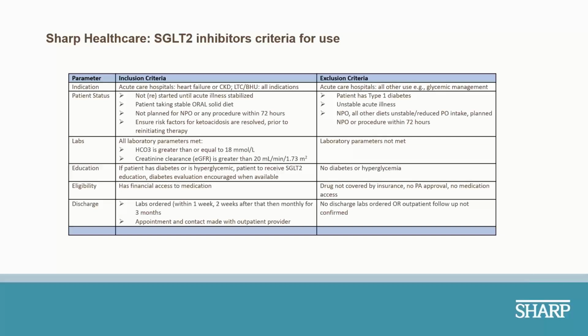We want to also make sure that they have got a consult for the diabetes educator. And lastly, we want to make sure that their outpatient eligibility is that they will be able to continue that medication financially, and that they've got some already set up appointments with their outpatient providers as well as labs. So we do that on every single patient that cardiology or nephrology wants to put on as a discharge med. Next slide.